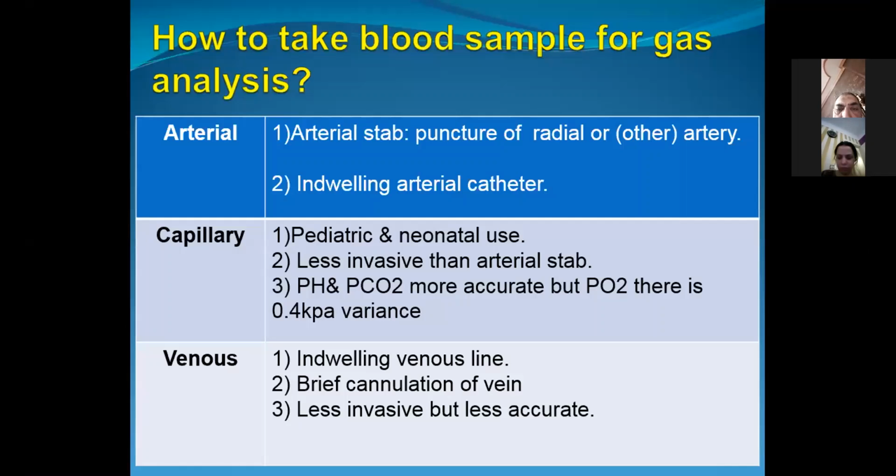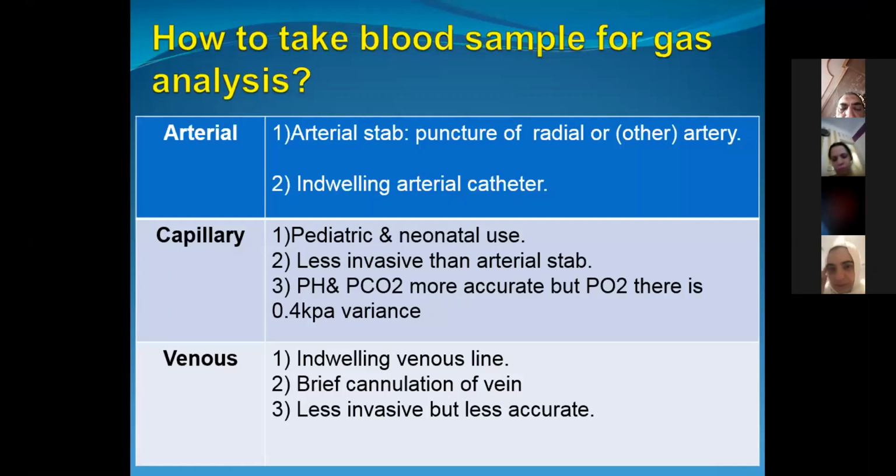Capillary sampling is much preferable in pediatric and neonatal patients because it is less invasive than arterial or venous, and you will need only a minimal sample for blood gas, and it's mostly as accurate as arterial blood gas. The venous route, you can take by venous stab, or if you have a venous line in place. It is less invasive compared to arterial, but it is also less accurate.